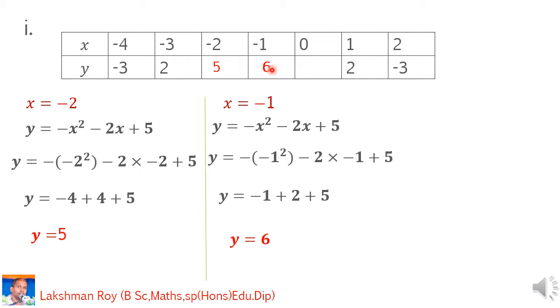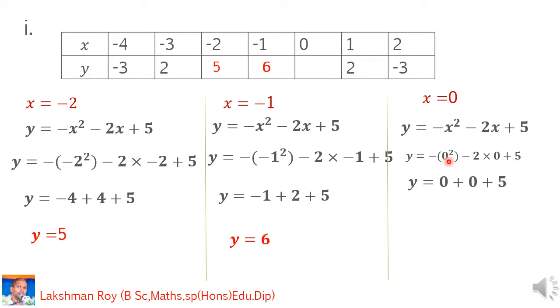The last value is when x is equal to 0. Substitute in the function; the negative sign is there, so be careful, we keep the negative sign. Then 0 squared, minus 2 into 0, plus 5. 0 squared means 0 into 0, that is also 0, multiplied by the negative sign, no change, we write it as 0. Then 2 into 0 is also 0, then plus 5, so only positive 5 remains. That is the value of y when x is equal to 0.